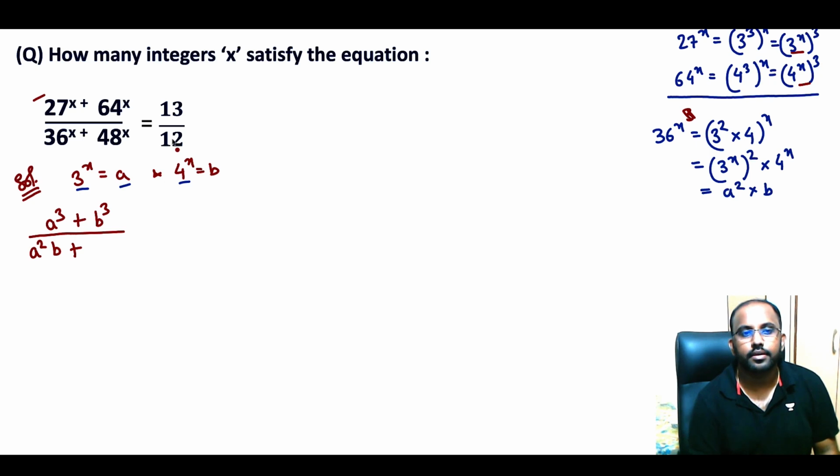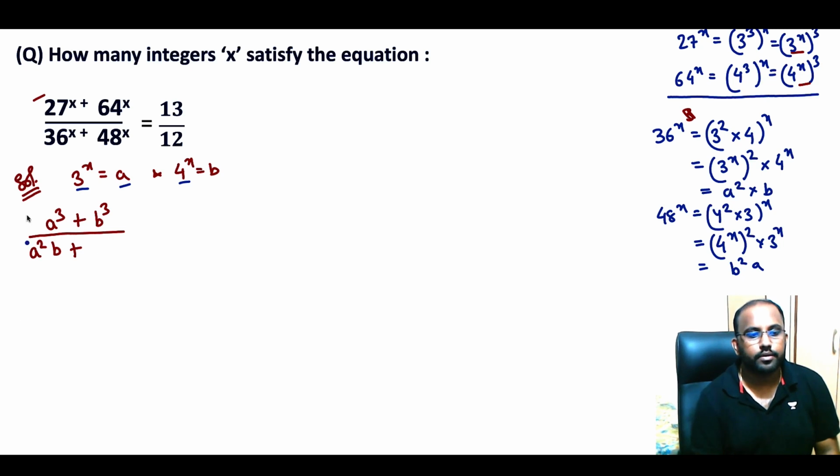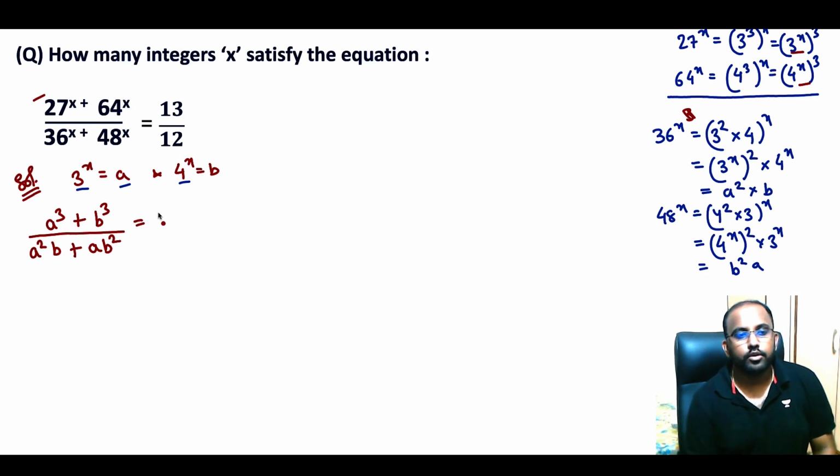Okay, plus. Now what is 48 raised to x? So if you observe, 48 raised to x is equal to, now this is 4 square into 3, that is raised to x. That means 4 raised to x whole square into 3 raised to x, that is equal to 4 raised to x, b, no? So b square into a. So I can write here, this is b square into a, that is ab square. Okay, this is equal to 13 by 12.